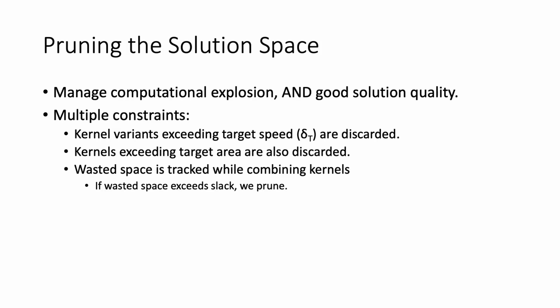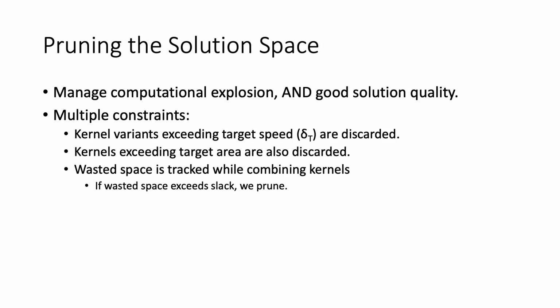While we're doing this, it's always possible to prune the solution space and make things run a little bit faster. First, we can eliminate any kernel variant that exceeds the target speed, so we can discard all those. We also know how many compute cores we have available, and so we have a number of ways we can detect that we're going to overflow the area bounds and discard those solutions.